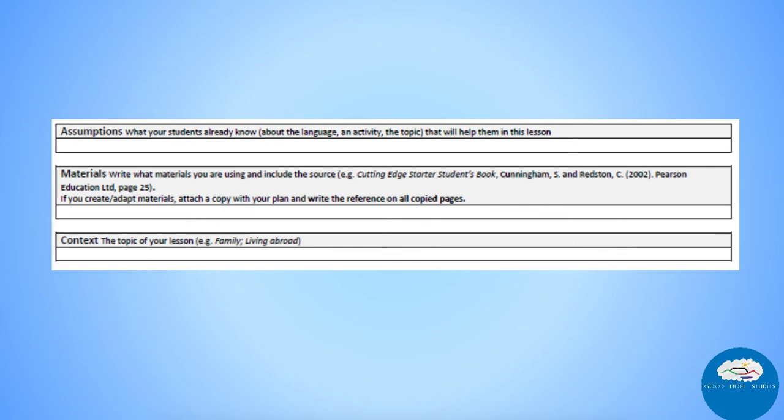The next section is context. So context is the topic. It's not the language area that you're focusing on. So context wouldn't be grammar, for example. It wouldn't be vocab. It wouldn't be pronunciation. It will be the topic. So something like family, or living abroad, or making friends, or, I don't know, getting a job. So it's the topic of your lesson.